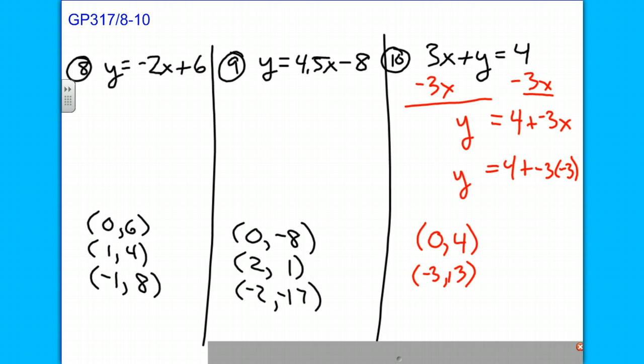How about negative 1? Isn't that okay to use as well? If you plug in negative 1 right here, what happens to the negative 3? It becomes 3, and 3 plus 4 is 7. Okay, good. And now you can have fun on your own.